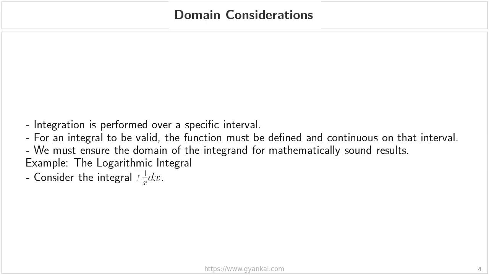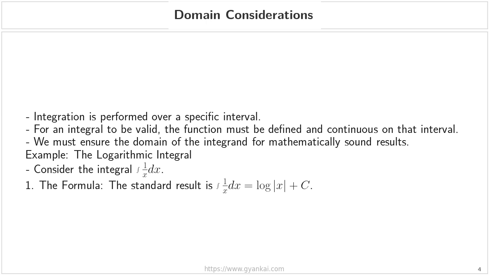Let's look at an example to illustrate this. Consider the integral of 1 over x, which we write as the integral from 0 to infinity of 1 over x with respect to x. Now, what's the standard result for this integral? It's the natural logarithm of the absolute value of x plus the constant of integration. See, we write that as log|x| plus c.